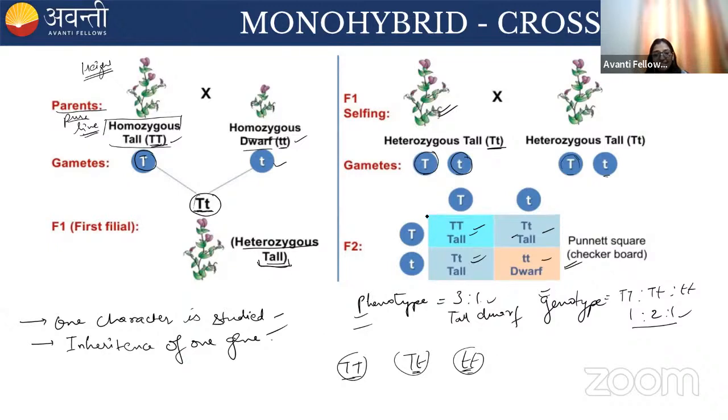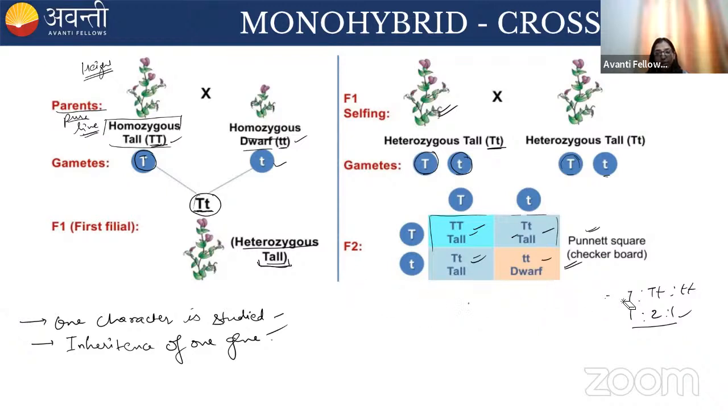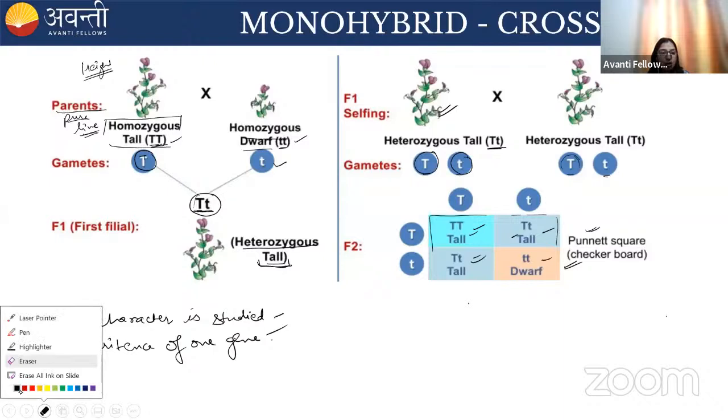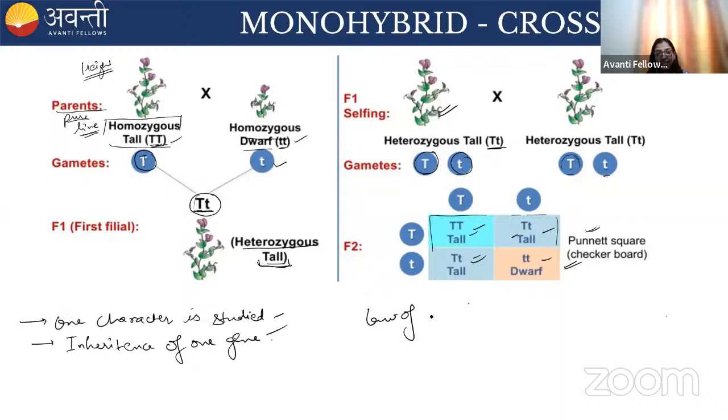This graphical representation is known as a Punnett square. A Punnett square is the graphical representation where we calculate the probability of all the possible genotypes of the offspring. One more important point: on the basis of the monohybrid cross, Mendel proposed two laws. One is the law of dominance and another one is the law of segregation.